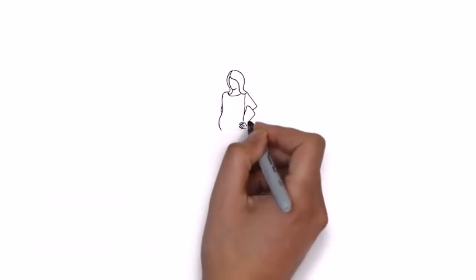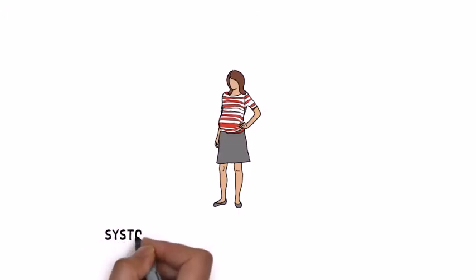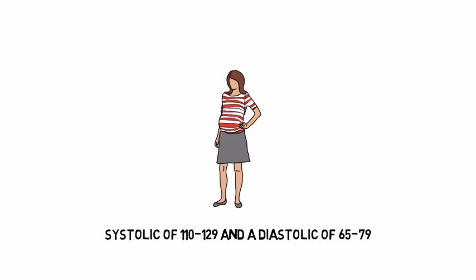Blood pressure target goals for pregnant patients with diabetes and chronic hypertension include a systolic of 110 to 129 and a diastolic of 65 to 79. ACE inhibitors and angiotensin receptor blockers are contraindicated in pregnancy.